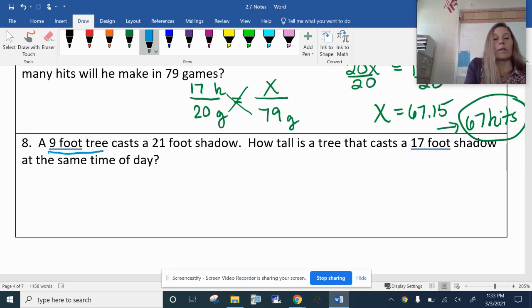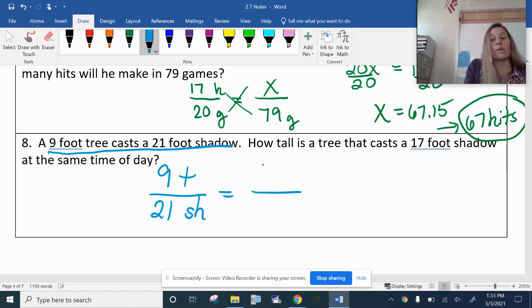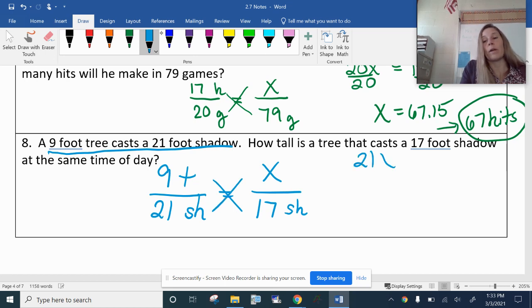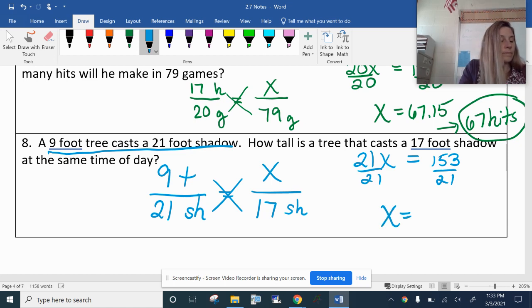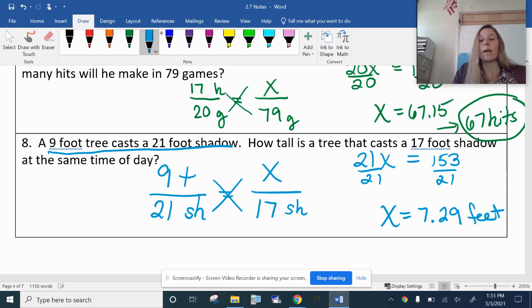Okay, a 9-foot tree casts a 21-foot shadow. So we have the tree and then we have the shadow. So how tall is a tree that has a 17-foot shadow? 21x equals 9 times 17, which is 153. Divide it by that 21. So x equals 7.285, which would round to 7.29, and this would be feet, or I'd say foot tall tree.